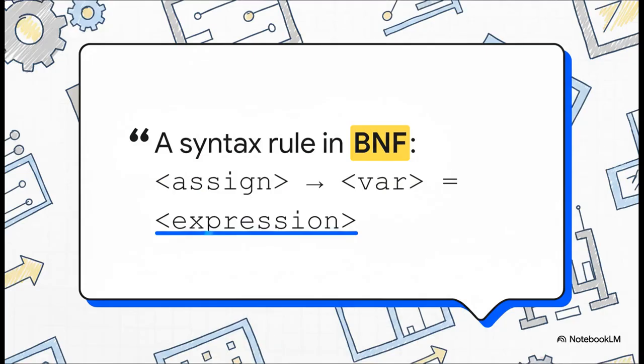And here's a classic example of one of those formal methods. This little snippet is a rule written in what's called Backus-Naur form, or BNF. And all it's saying is an assignment statement is defined as a variable, followed by an equal sign, followed by an expression. See? It's a super precise, totally unambiguous blueprint for just one tiny piece of code.